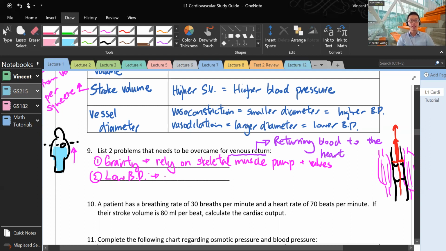So to overcome this, we are going to need to have valves, right? As well as create a pressure difference between veins and the right atrium, because that's ultimately where you're going to go, right? So you want to make sure that the pressure in the right atrium is significantly lower than the veins. So even though it's low in the veins, if there's a lower point, then it's going to go towards that point. Okay.